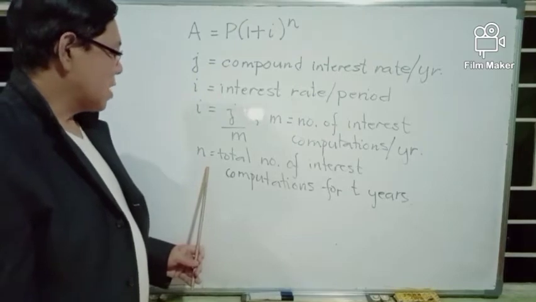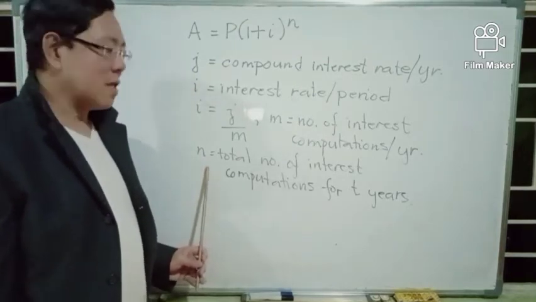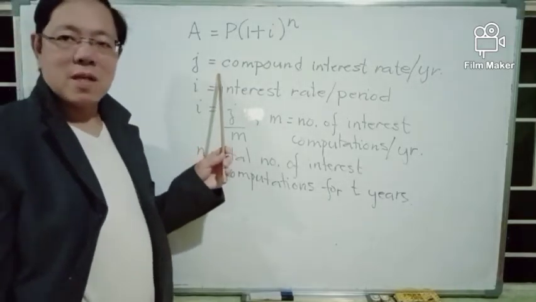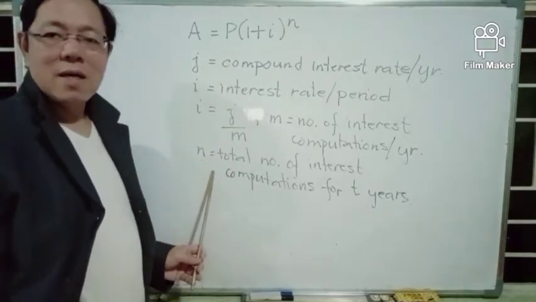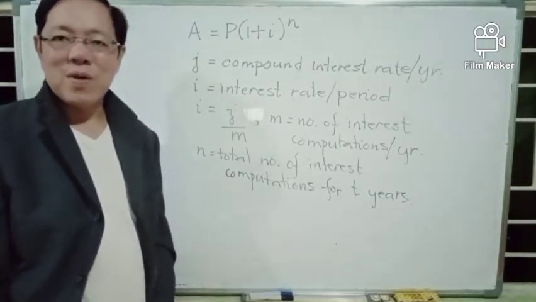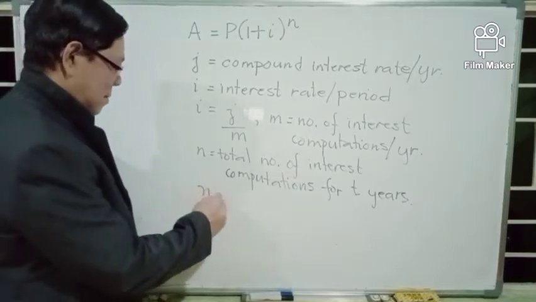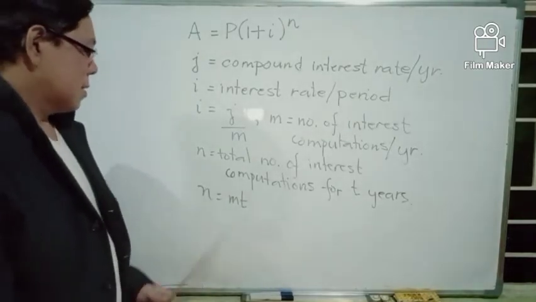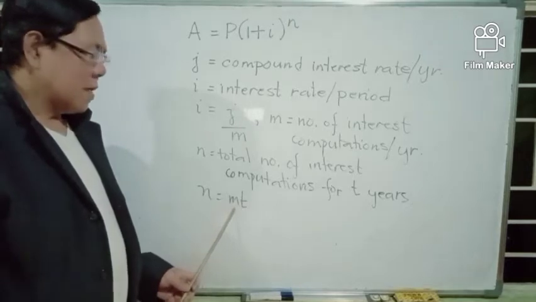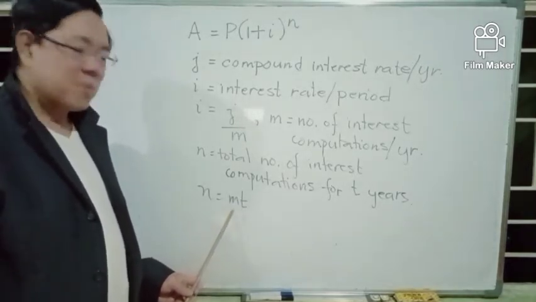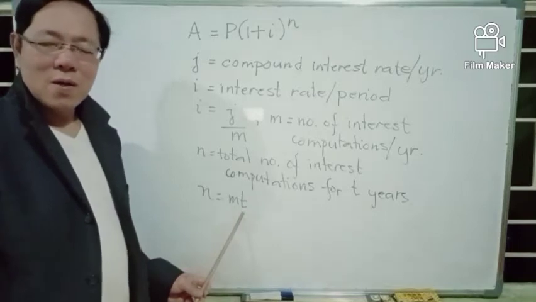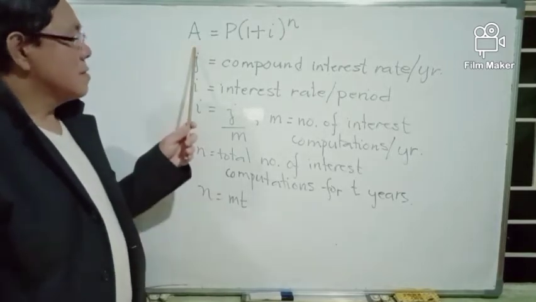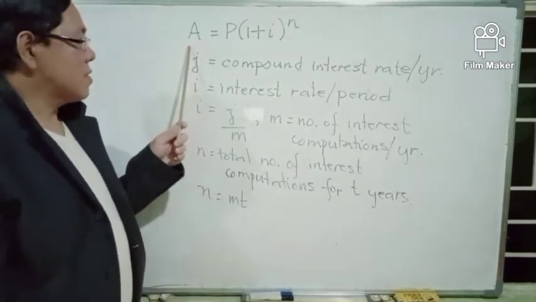And the number of times that interest will be computed for T years, given the compound interest rate per year, is denoted by n, and n is computed by the following formula. n is equal to the number of interest computations per year times the number of years, or the period of investment T in years. In using the compound interest rate, this is the formula to remember.